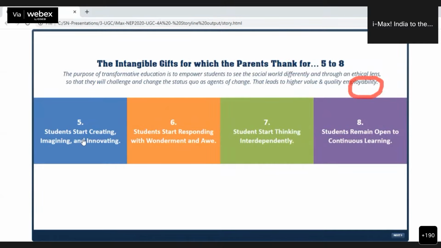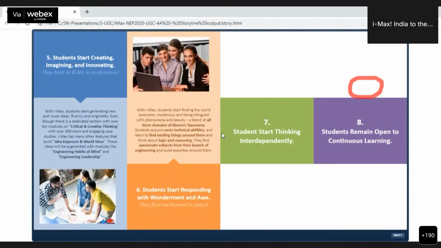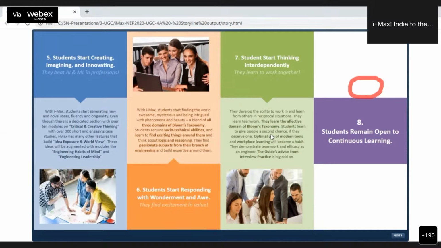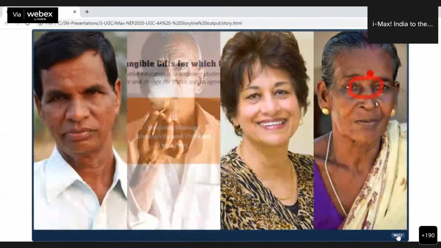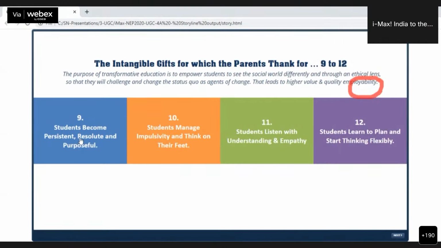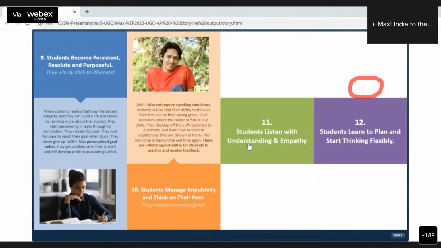Students start creating, imagining, and innovating. Students start responding with wonderment and awe. Students start thinking independently. Students remain open to continuous learning. Students become persistent, resolute, and purposeful. Students manage impulsivity and think on their feet. Students listen with understanding and empathy.